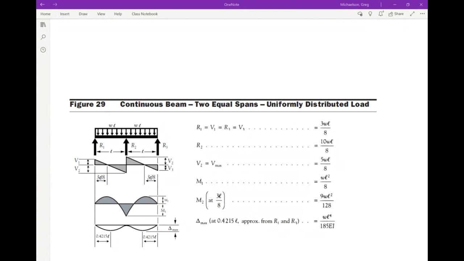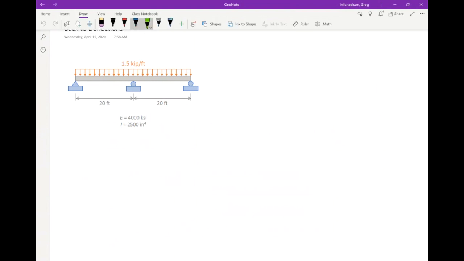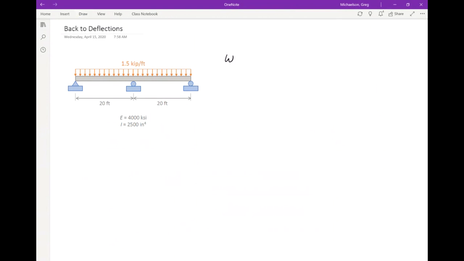So in order to perform structural analysis like this, we need 4 values, okay? We need a W, we need an L, we need an E, and we need an I. Those are the 4 values that we need. Now, 3 of them are pretty easy because they're right there. W is the 1.5 kips per foot. E is the 4,000 KSI, and I is 2,500 inches to the fourth. Now, what I want to know is what's L? Is it 20 feet or is it 40 feet?